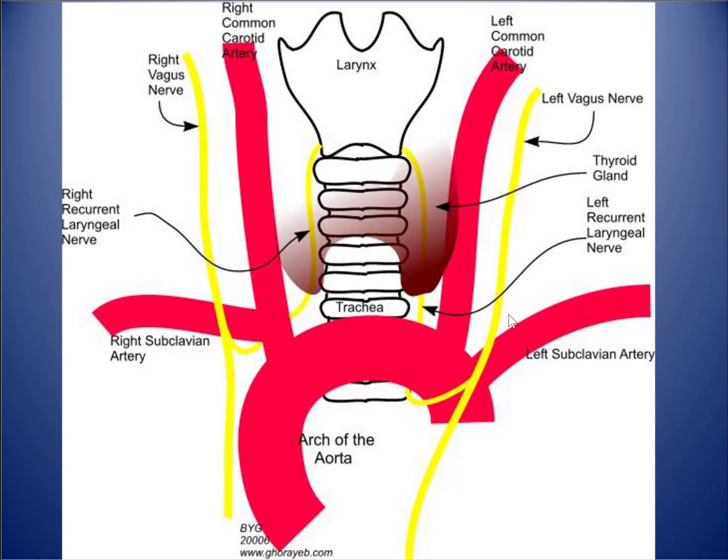So it's not clear what the right way to go. You can go either right or left, but you have to understand that there is some data that says the right is more variable. So you have to watch out for the recurrent laryngeal nerve. If you injure the recurrent laryngeal nerve, you become hoarse. So that's why I always go left.